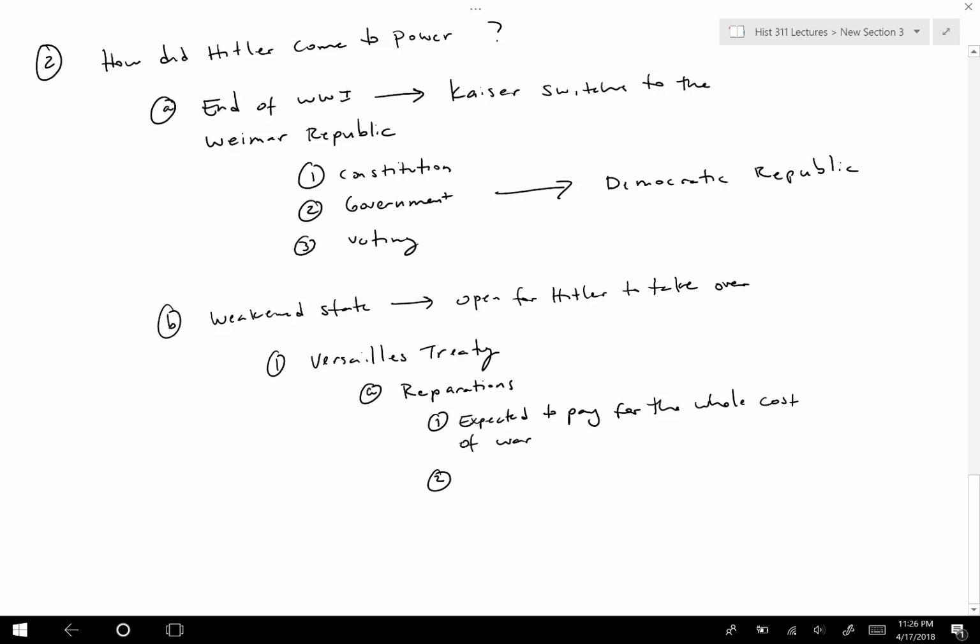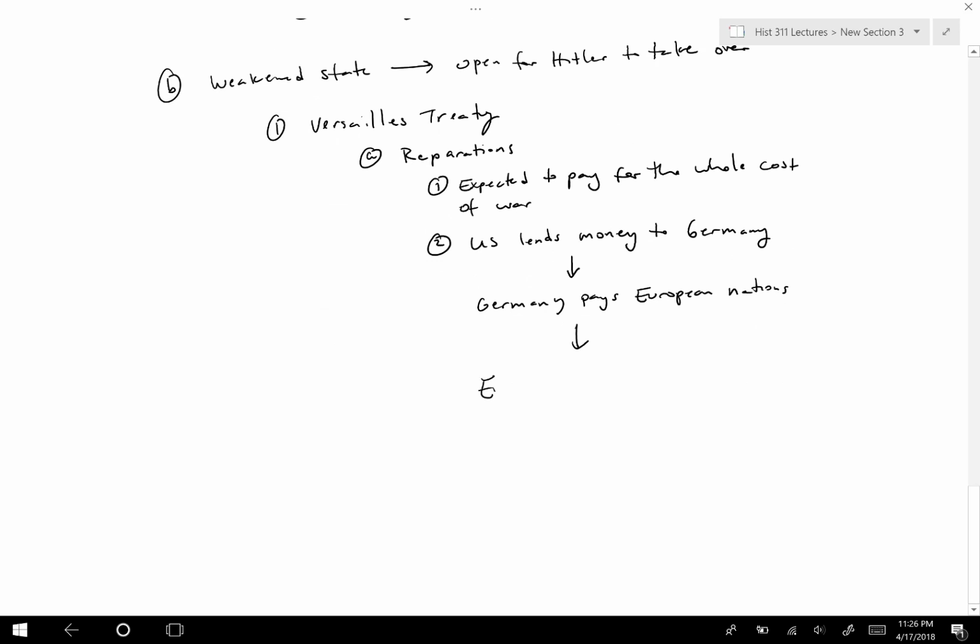And so how does this work? Well, the US lends money to Germany, Germany pays European nations, and the European nations repay the US for their loans, so it goes back to the US, and it continues this cycle. Of course, where this is going to be problematic is the Great Depression, because once this stops, it creates massive inflation and everything else. We're going to talk more about that in a minute.